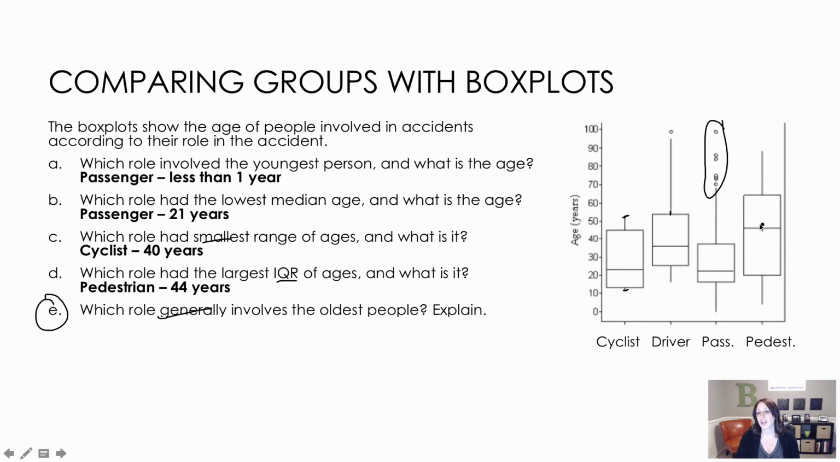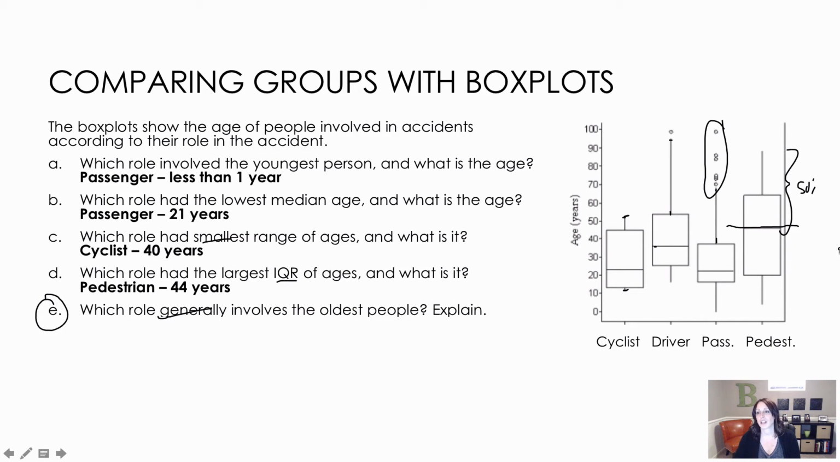So if I look at, say, pedestrian, I can see from here that at about 47 and above, this is 50% of my data, is 47 and above. Whereas over here, this is only 25% of my data and then some random outliers. Here, my 50% of my data goes from 35 on up.